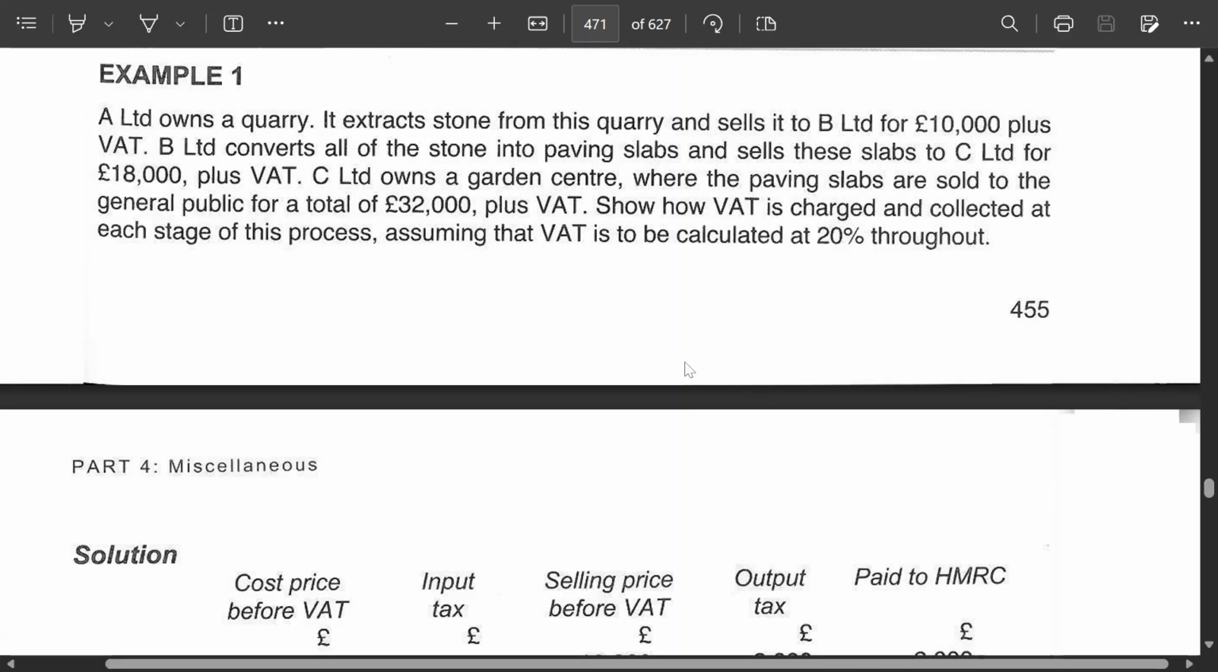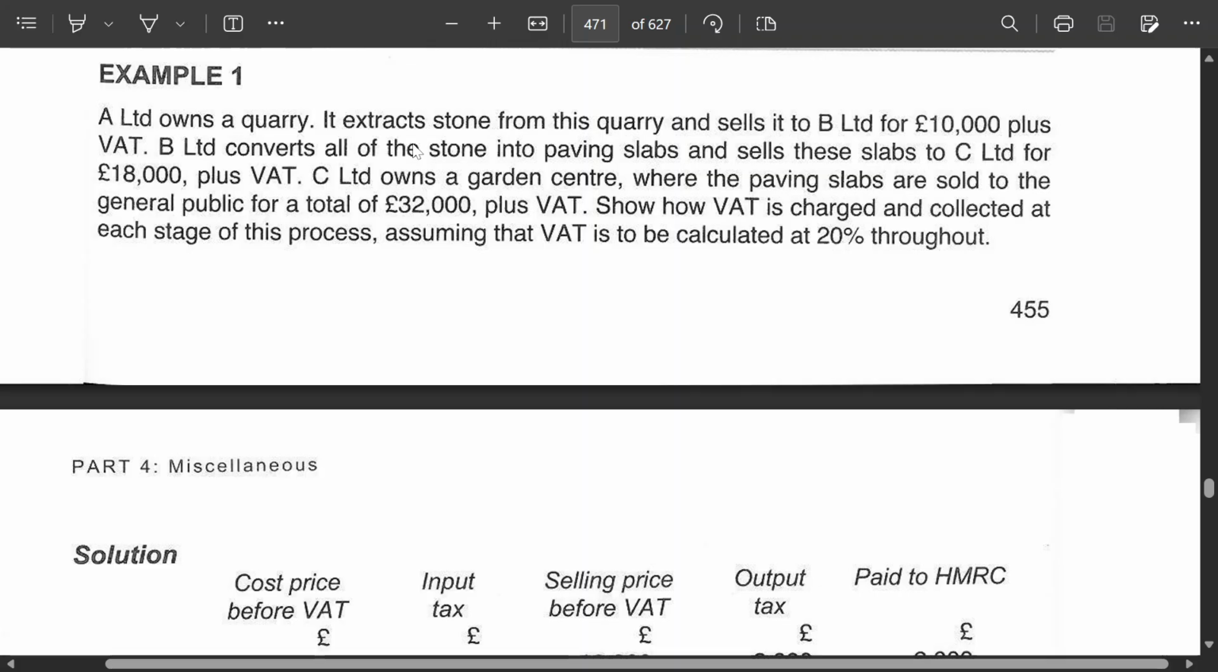Okay, so there are three companies, A, B, and C. A is taking out the stone from the quarry and selling the stone directly to B, but they are extracting it, so they're adding value. Okay, so why is it called value added tax? Because you have a value chain. Have you heard this term called value chain? Anybody? Yes or no?